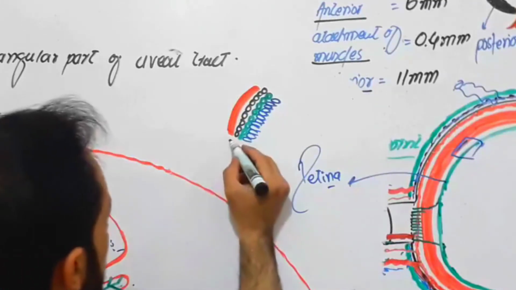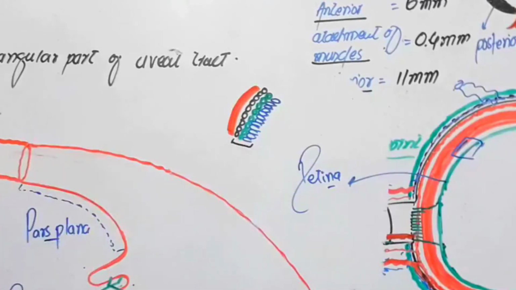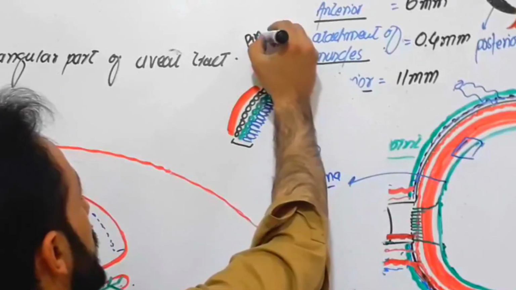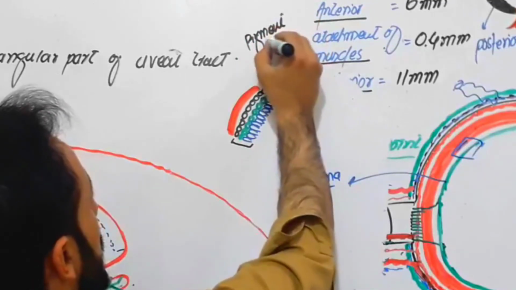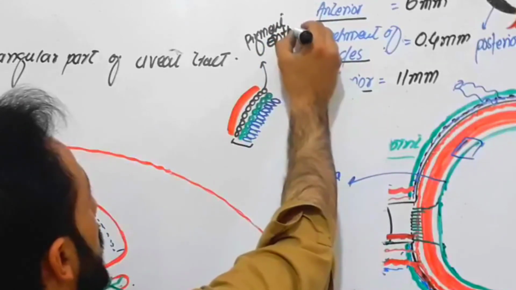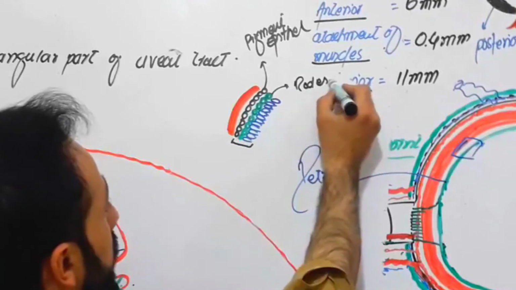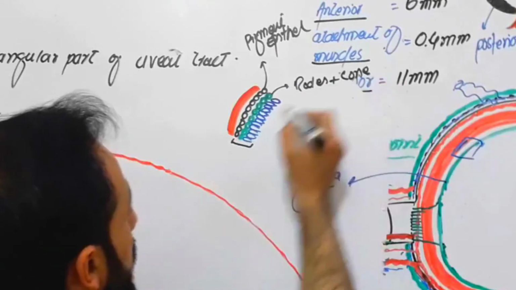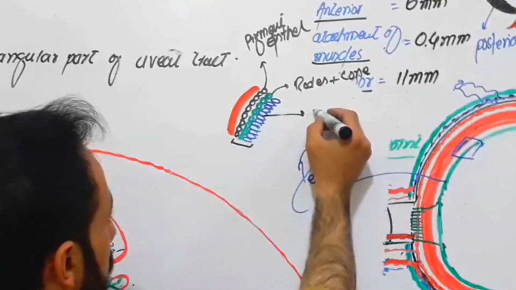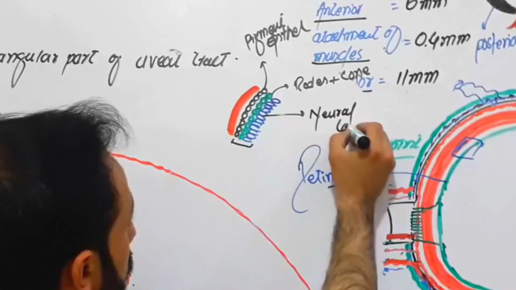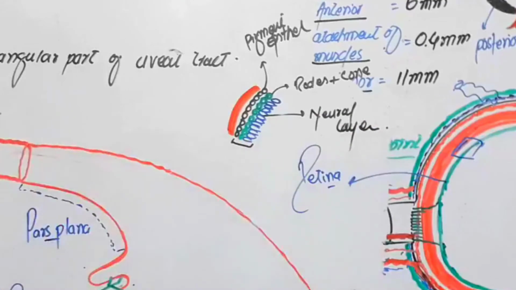So these 3 layers are the layers of the retina. What are these? These are the retinal pigment epithelium, right? And these are the rods and cones. Done. And this is, we say, the neural layer of the retina, or neural component.